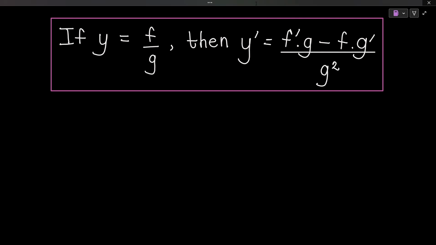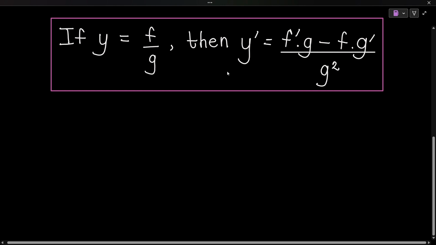Now, another way of remembering this rule is we differentiate the numerator and we multiply by the denominator. We put a minus sign. We keep the numerator as is. We differentiate the denominator, and for the denominator of this answer, we square whatever the denominator was. So we have f prime times g minus f times g prime all over g squared. So let us look at an example and see how to apply this rule.